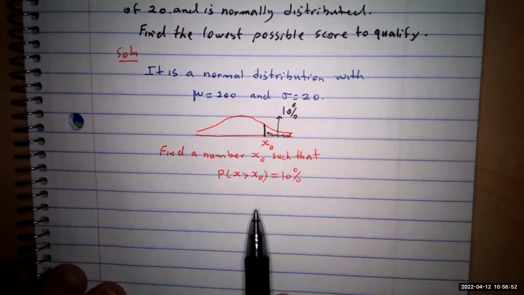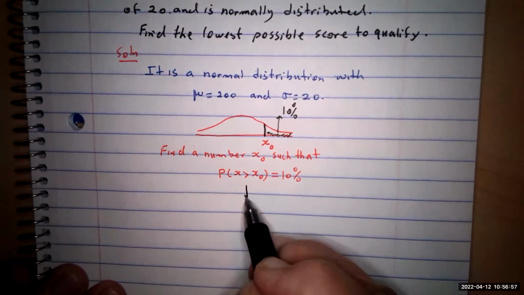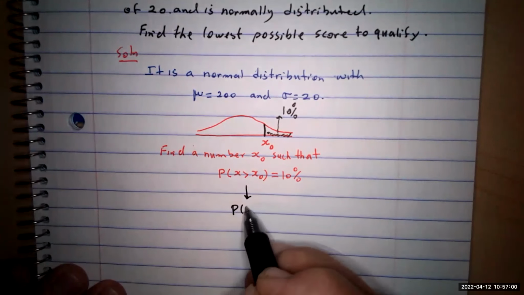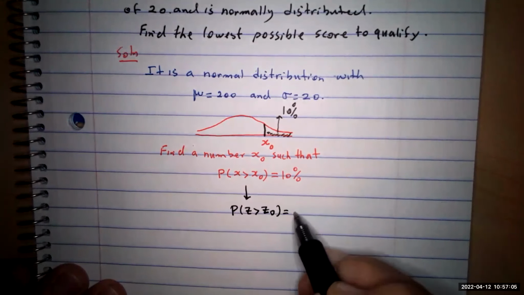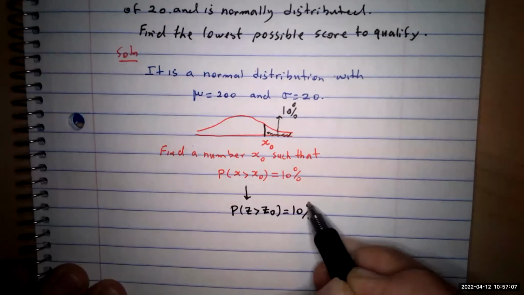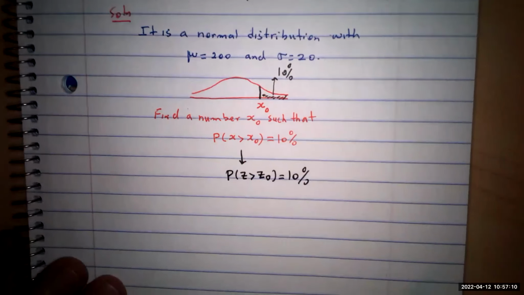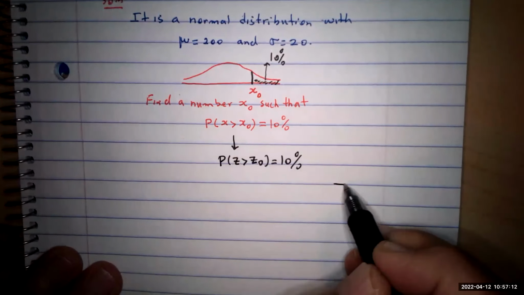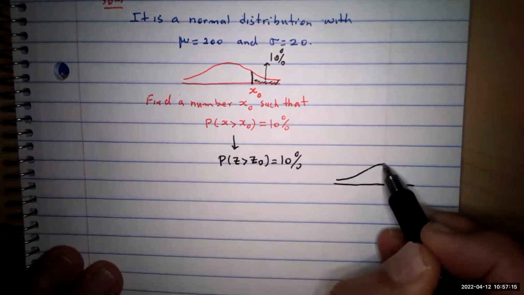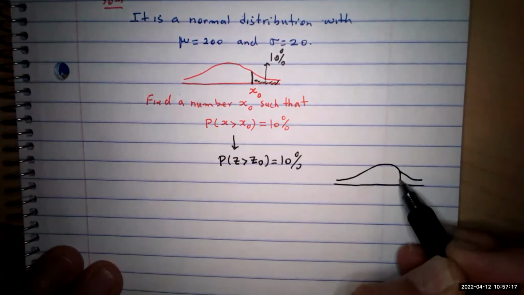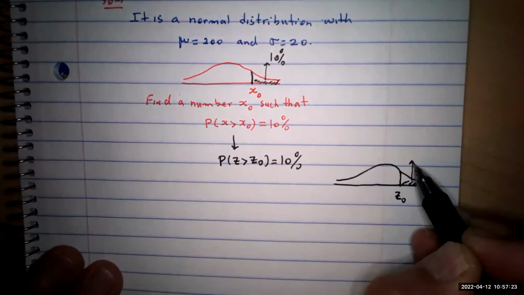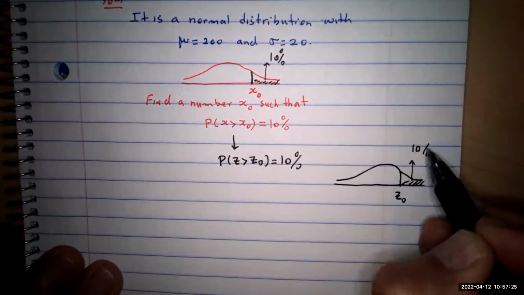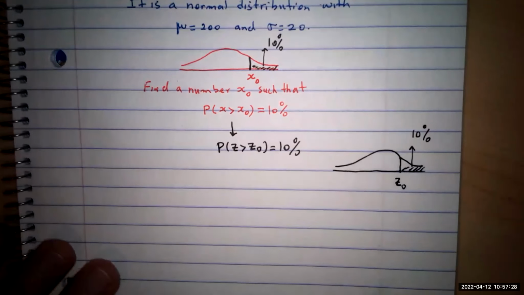If you translate it to the z, you are going to find a z number so that the probability of z being bigger than z naught is equal to 10%. Okay, 10%. So this is going to be the same curve, I just change it to the z. So you need the z naught here so that the area to the right of z naught is equal to 10%, and you want to use your table.